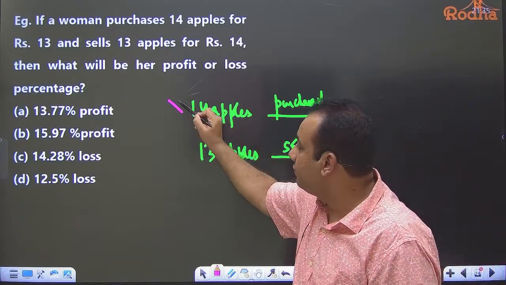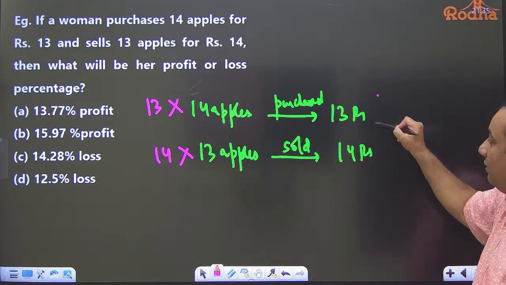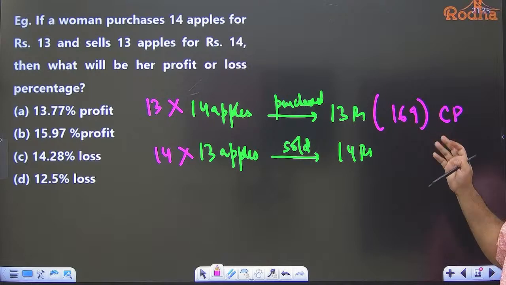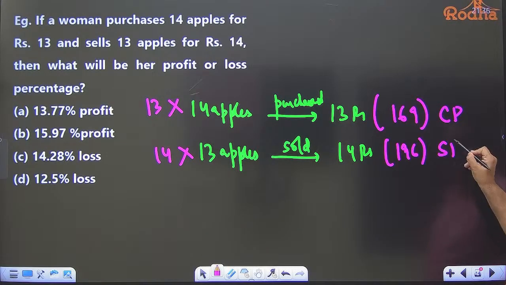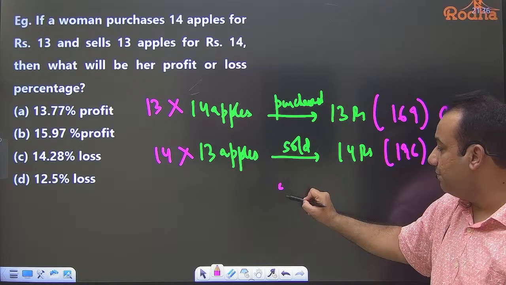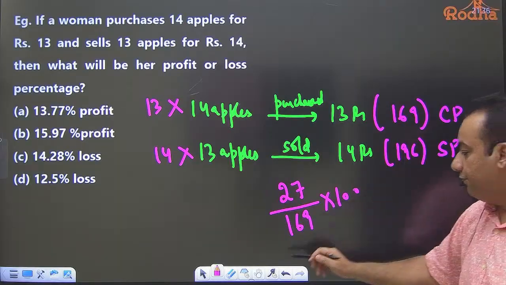So multiply this value by 13. Multiply this value by 14. So when you multiply this value by 13, you will get 169. So this would be the cost price because at this price she purchased. When you multiply this value by 14, this would be 196 selling price. So you purchase something for 169, sold for 196. So there is a profit of 27 with respect to 169. So see what is the profit percentage.